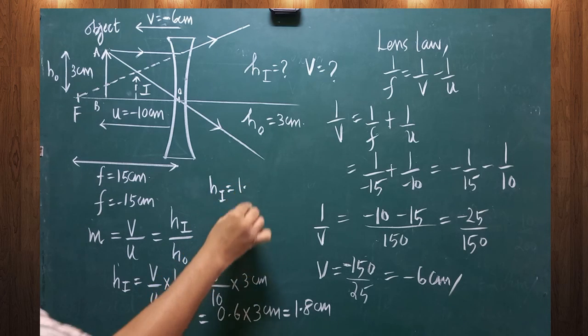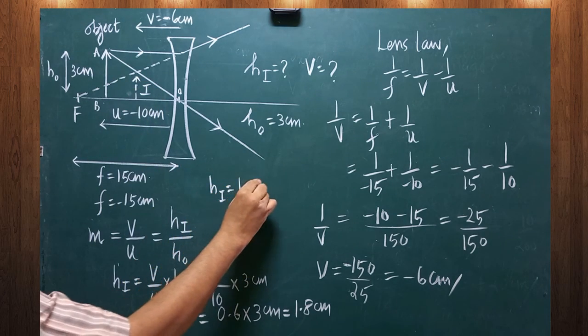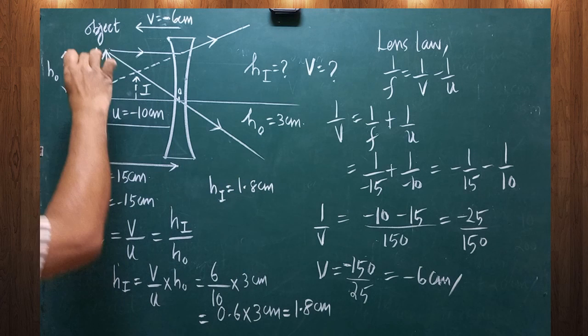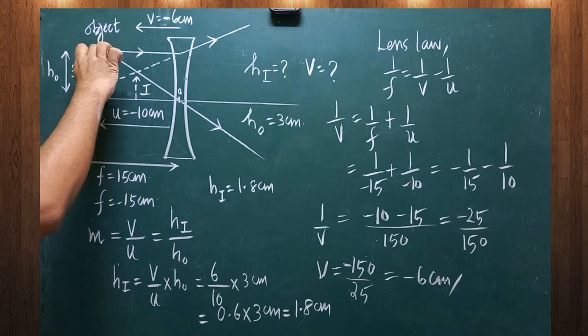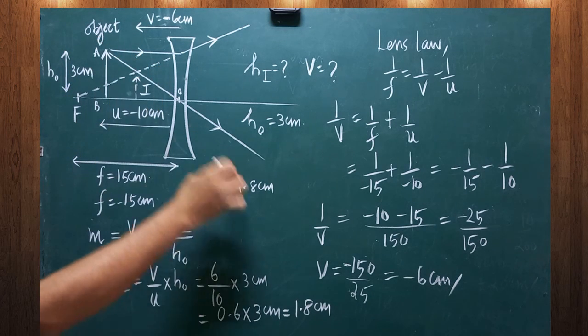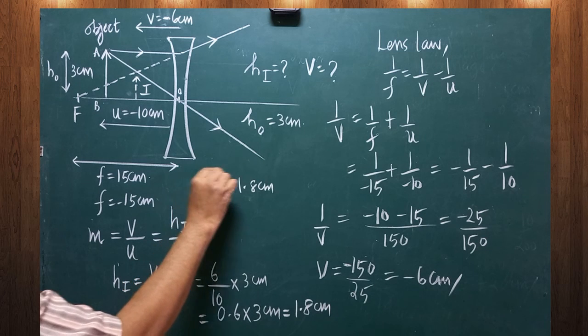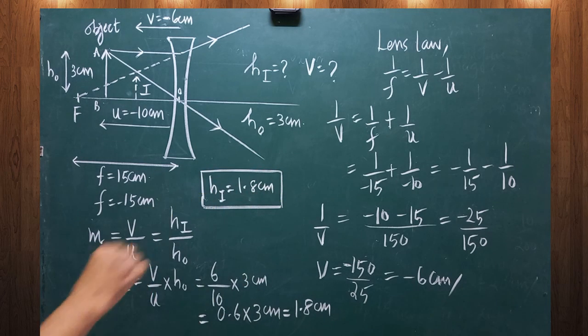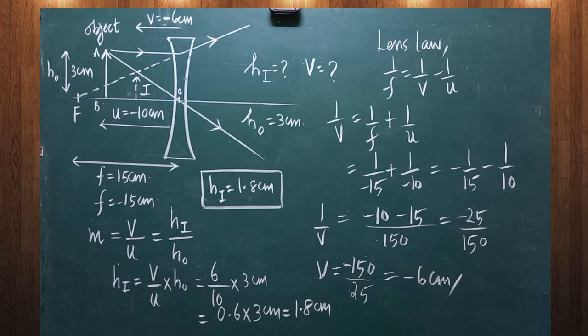What is the height of the image? 1.8 centimeter. Look at the height of the object. Object height is 3 centimeter. The image height is smaller. Are you clear? This is the final answer that is to be given. Understood? A very important problem that may be asked in the examination. Learn thoroughly. Okay.